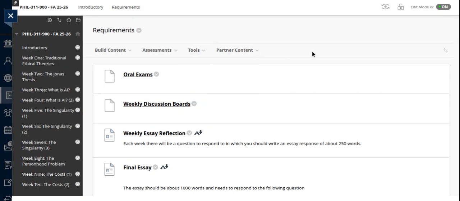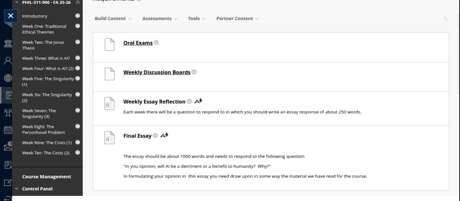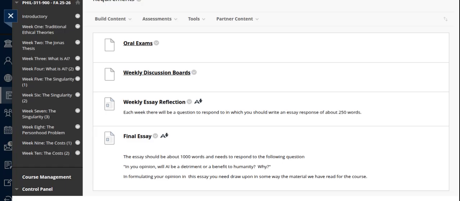The weekly requirements of the discussion board and the essay reflection, the midterm and final oral exams, and then the 4-page final essay. If you have any questions about the course, about how it is set up, what your obligations are as a student for the course, or anything at all, please feel free to contact me by email or at the cell phone number that I put on the syllabus.